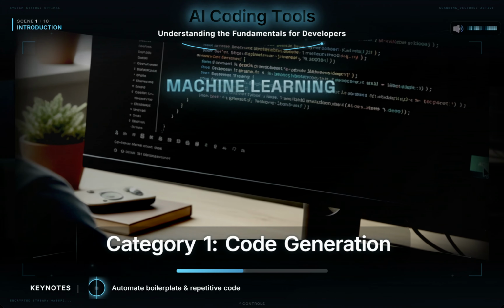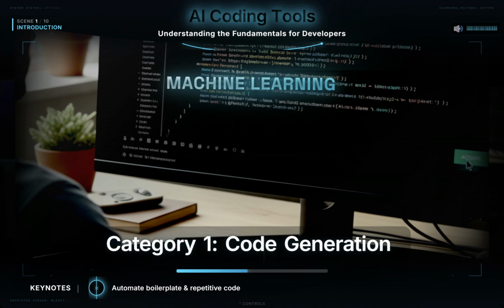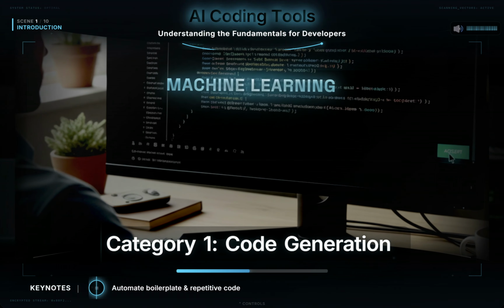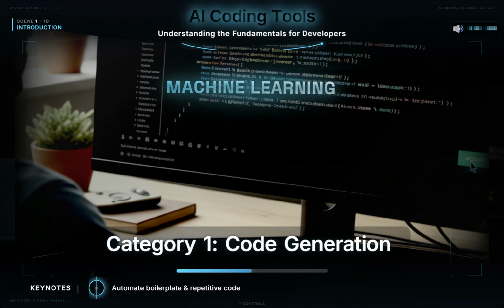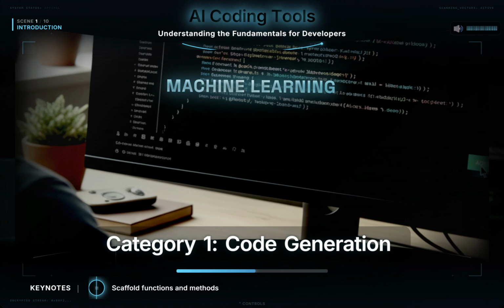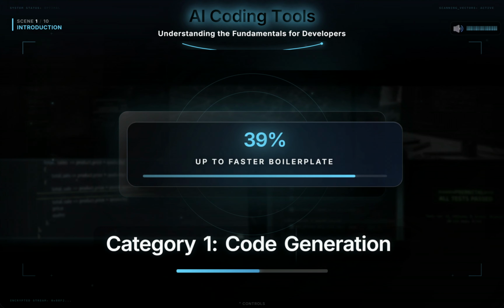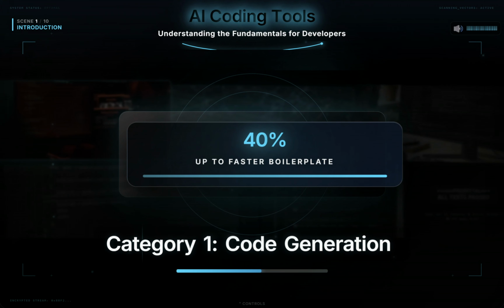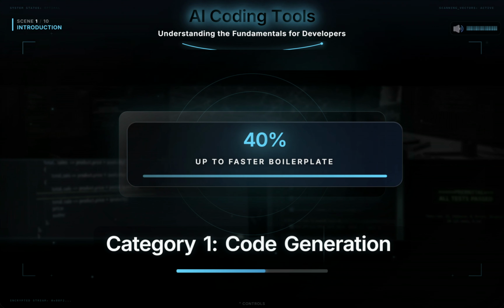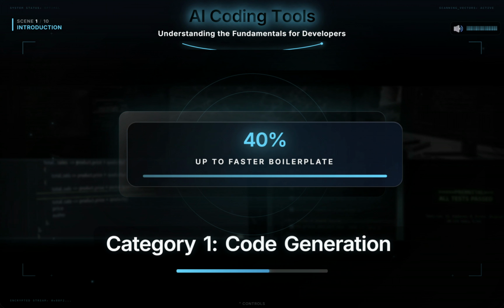One of the biggest categories we see is code generation. This is where the AI can create boilerplate, scaffold out functions, or even complete entire methods based on a natural language prompt or existing code context. Picture a moment where you're setting up a new API endpoint, and instead of manually writing all the CRUD operations and their associated routes, the AI can generate a significant portion of that structure for you. It's about reducing repetitive tasks, freeing you up to focus on the unique business logic.